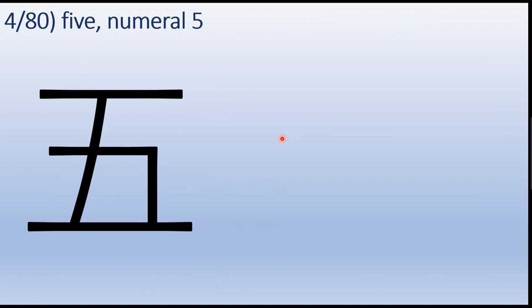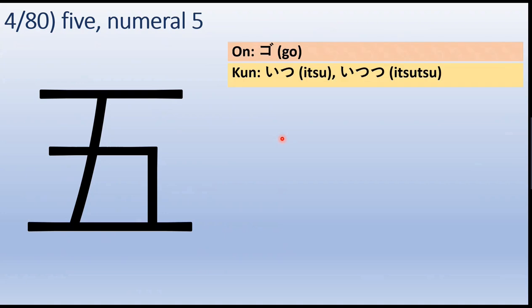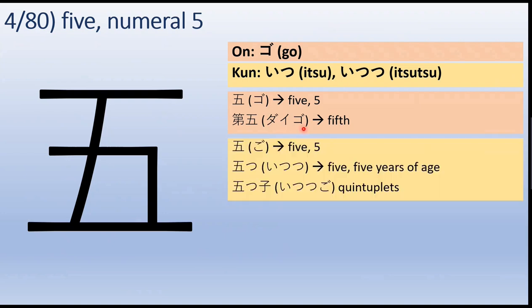Then we come to the next character, which is 5 or the numeral 5. This is the character. The on reading is go. The kun reading is itsu or itsutsu. It means 5, and daigo. Here it is written daigo, which means 5th. In Kun'yomi reading, we have go as 5, and we have itsutsu, 5 or 5 years of age, and also itsugo, which means quintuplets. Itsutsugo.